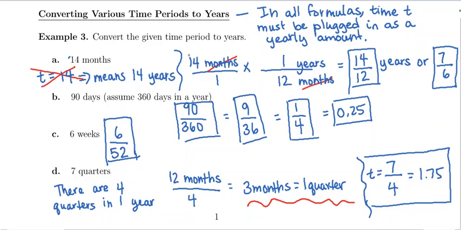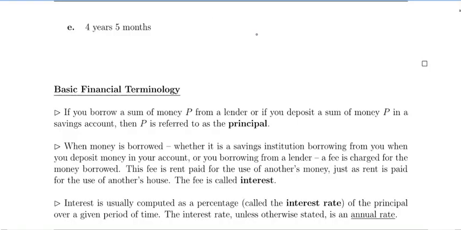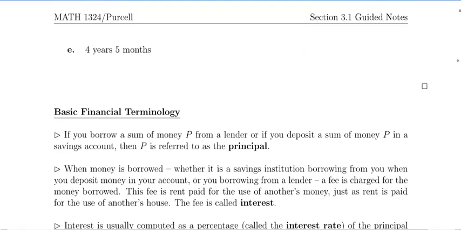Let's do one more example. So let's go over to the next page, top of page 2. You will see part E. Now we've got a combination of years and a little bit more. This is going to be 4 years and 5 months. You need to turn this into a strictly yearly amount. So 4 years and 5 months, that's just over 4 years, so your decimal should be 4 point something.